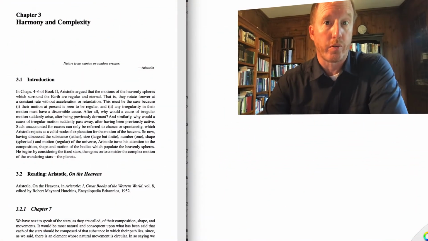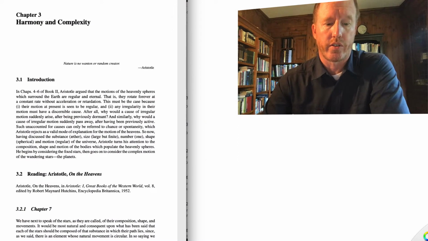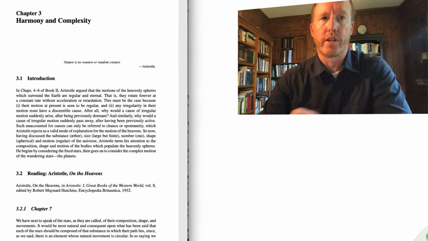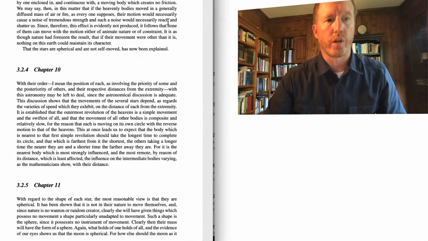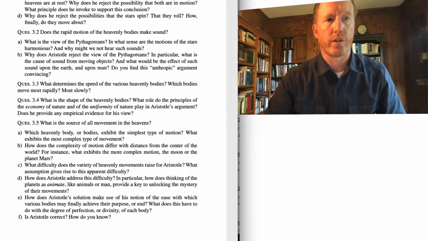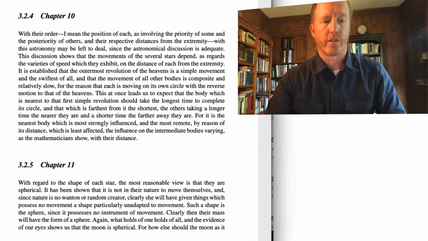In our last few lectures, we've been exploring Aristotle's book On the Heavens. We are in Chapter 3 of A Student's Guide to the Great Physics Texts. In this lecture, I want to move on to Aristotle's chapters 11 and 12. This is on pages 21, 22, and 23 in A Student's Guide to the Great Physics Texts.